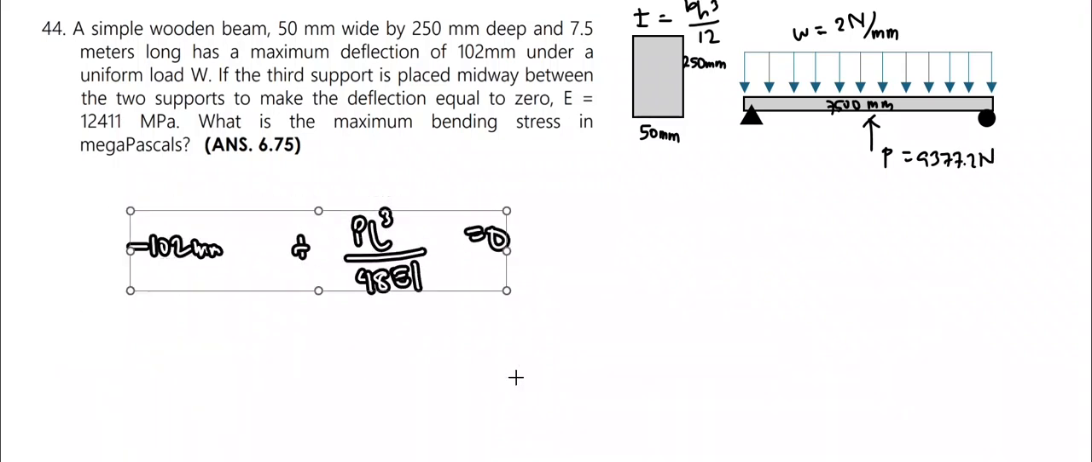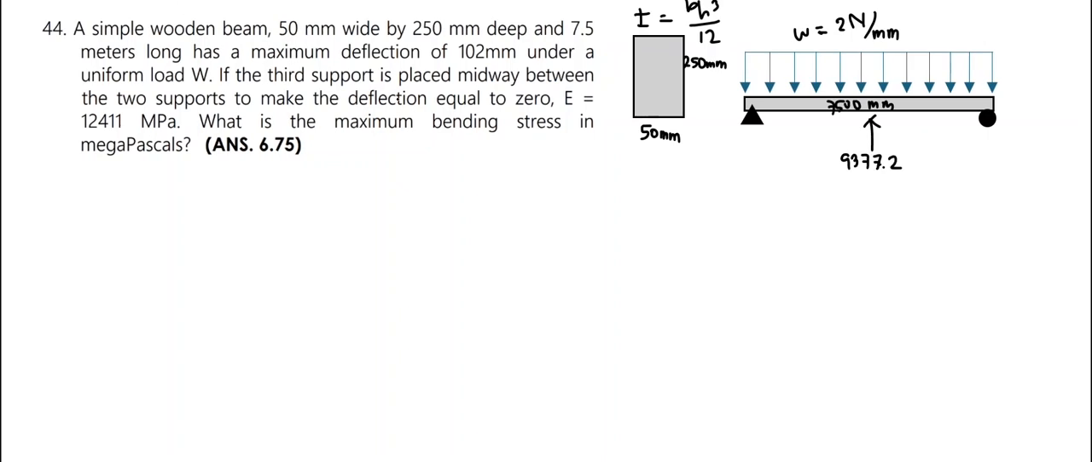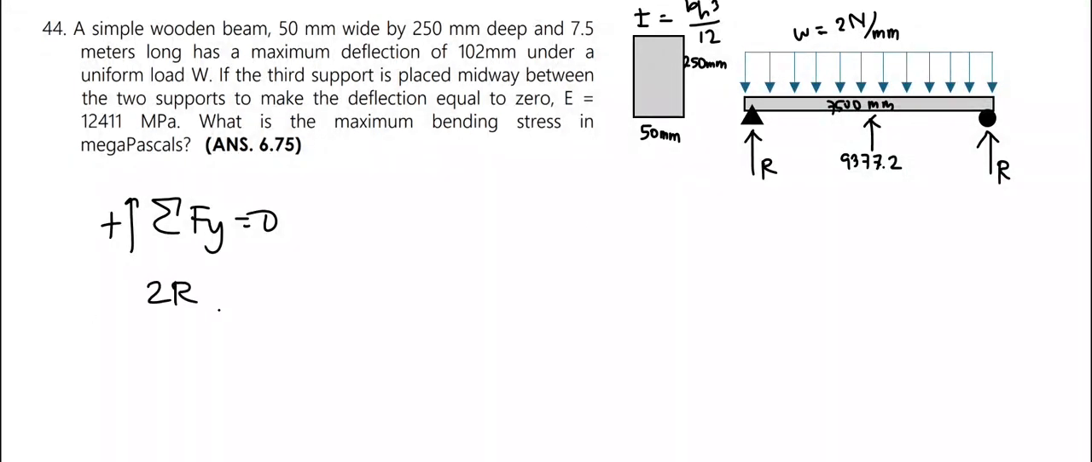Now that we have the value for the reaction at the midspan, let's proceed to solving for the reaction at the other supports. By symmetry, these two reactions at the edges are equal. We can prove this by taking summation of moments at the supports. So we can proceed by taking summation of vertical forces, considering upward forces to be positive. We have 2R going upwards and 9,377.2 newtons minus the uniform distributed load 2 newton per millimeter times its length to get the resultant.